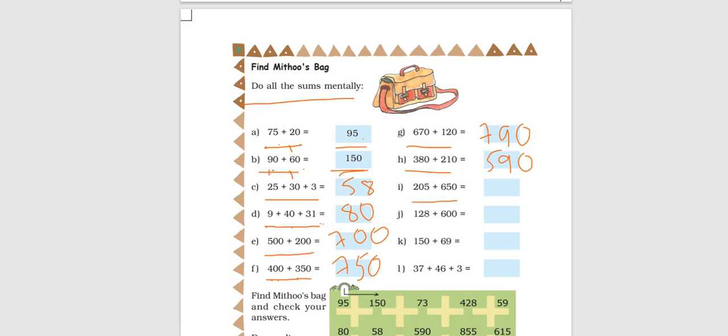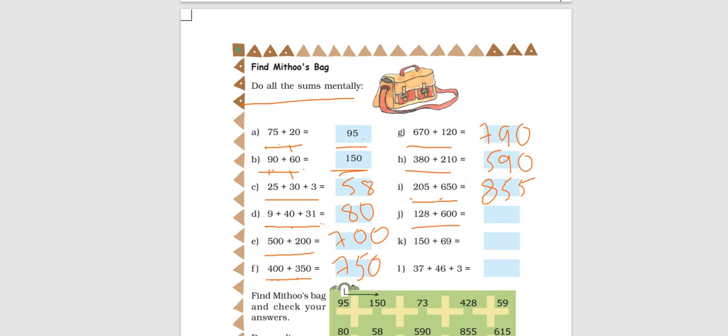205 and 650. You have 5 ones and 0 ones for a total of 5 ones. Let's add up the tens. 0 tens and 5 tens is 5 tens. And 200s and 600s is a total of 800s.